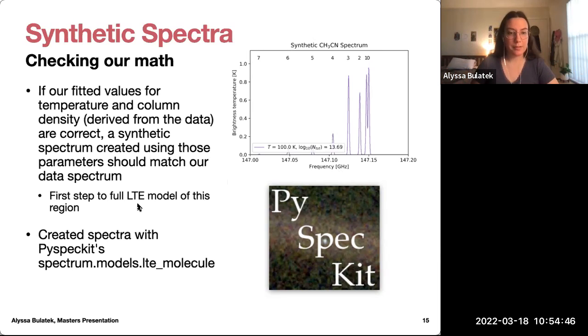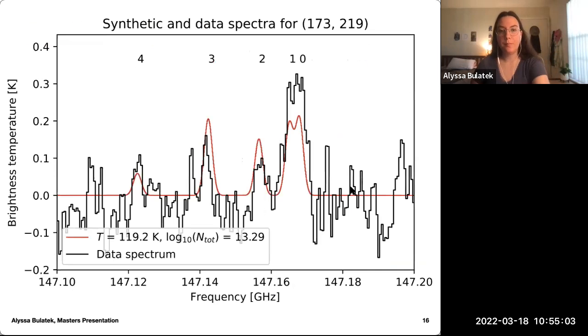So in theory, we could put all these other molecules in, but for now, I'm just going to put methyl cyanide in these synthetic spectra. And I used my second favorite Python package, PySpecKit, to make these synthetic spectra. This was another tutorial. The rotational diagrams was the second tutorial, and making these synthetic spectra is the third.